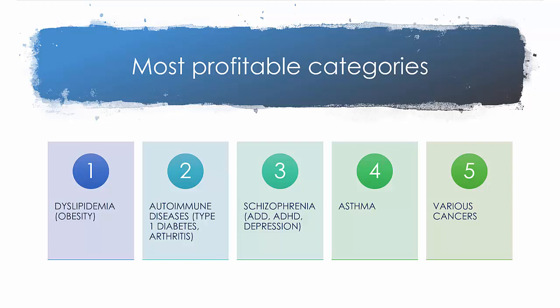Number two is autoimmune diseases, type 1 diabetes, for example, and arthritis. Schizophrenia then, ADD, ADHD, and depression come under that broad category. Number four is asthma, and then number five is actually cancers in terms of profitability. The reason for this has to do with the chronic nature of those other categories.